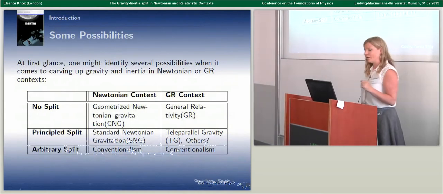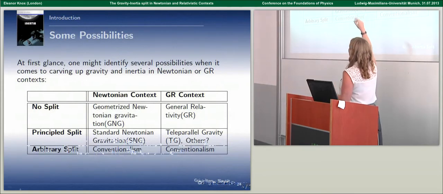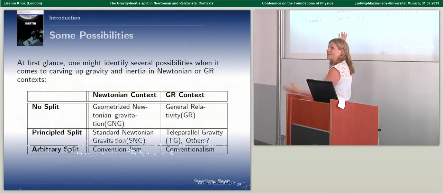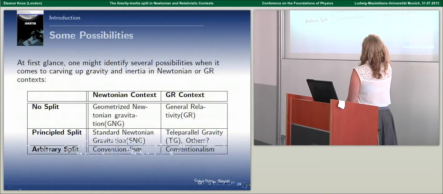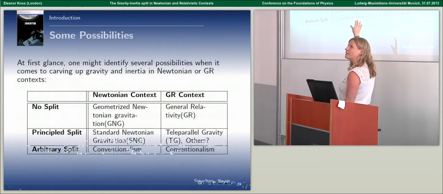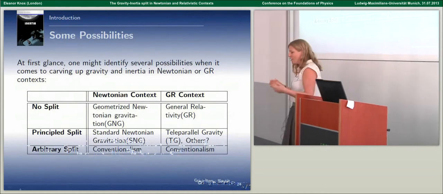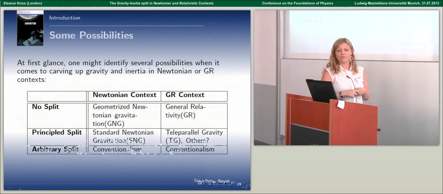So in the Newtonian context, we have geometrized Newtonian gravitation or Newton-Cartan theory, same thing, just two names for the same thing, and that's the no-split theory. Then we have standard Newtonian gravitation that splits up gravity and inertia, and then perhaps we have conventionalist theories that enact an arbitrary split.